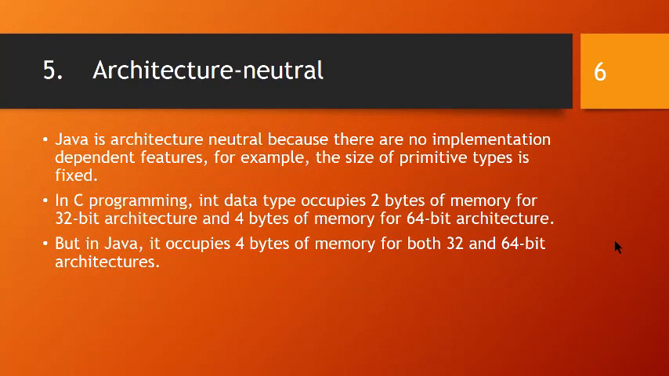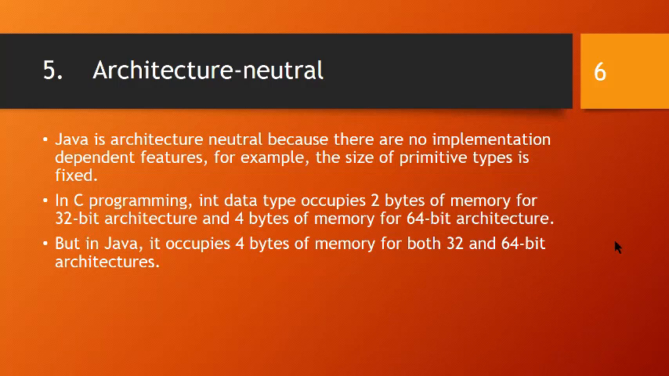Moving on to the fifth feature of Java, and that is architecture neutral. Java is architecture neutral because there are no implementation dependent features. For example, the size of primitive types is fixed. By primitive types, we mean the integer data type, the float data type, double data type, short int, byte, etc. All these data types are called primitive types.